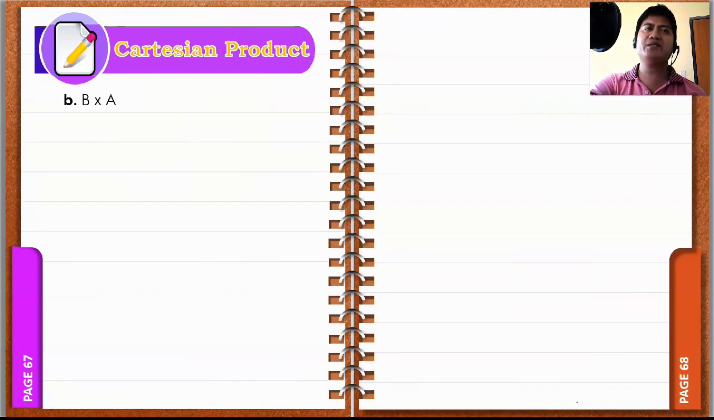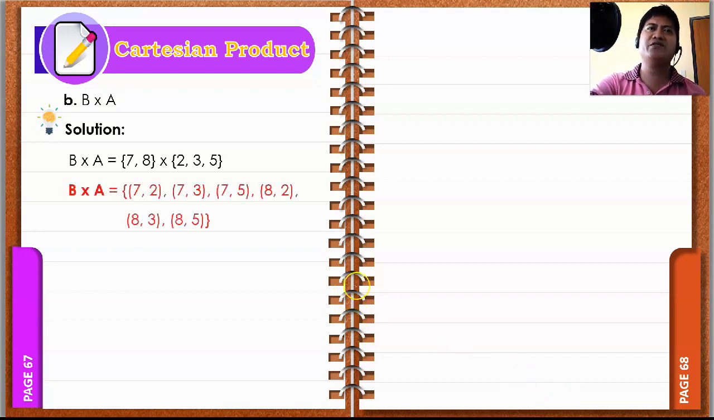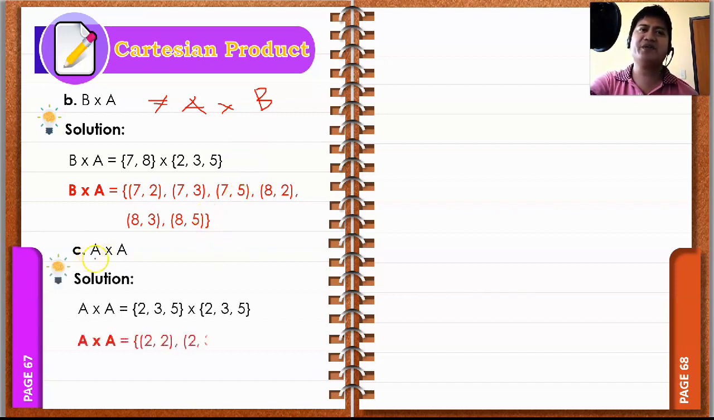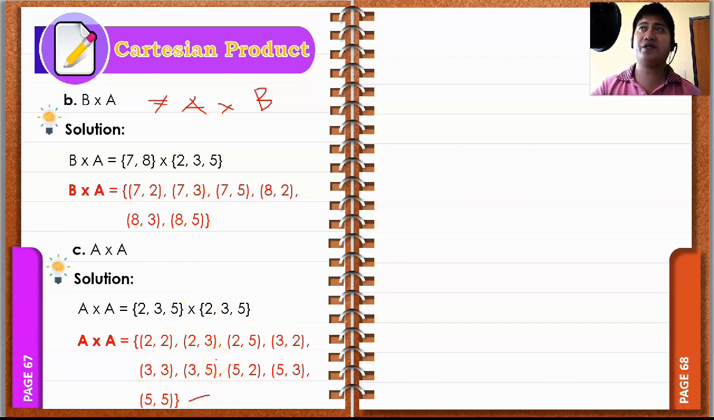If we have B cross A, we get a different answer. That is {7, 8} cross {2, 3, 5}. So we have (7, 2), (7, 3), (7, 5), (8, 2), (8, 3), (8, 5). It is important to note that A cross B is not equal to B cross A. If you have A cross A, then obviously we have 9 possible ordered pairs, because there are 3 elements for A and 3 elements also for A. And if we get the Cartesian product, then we'll get these answers. Okay, so that's it for the Cartesian product.